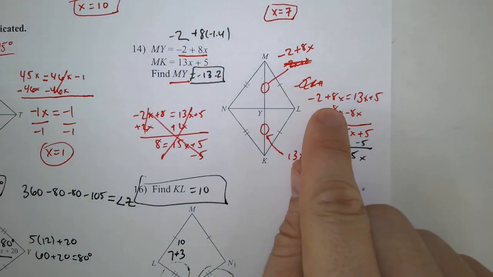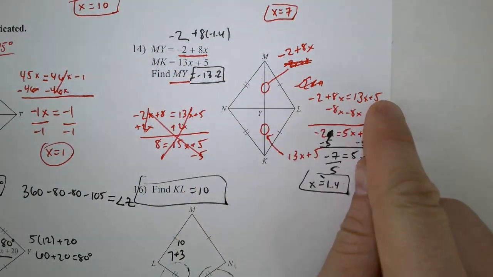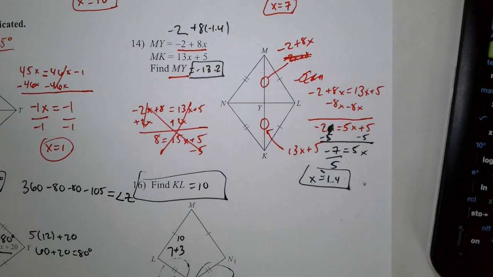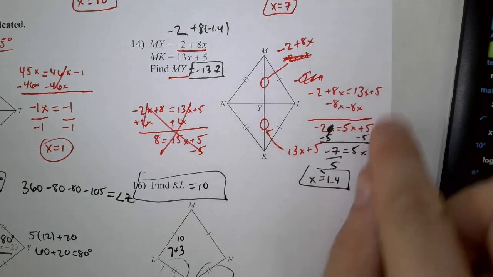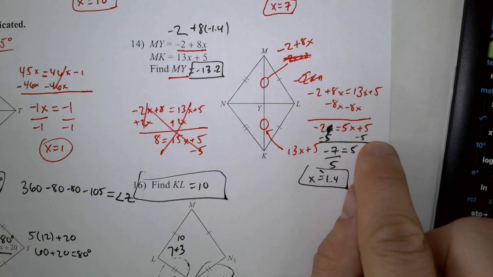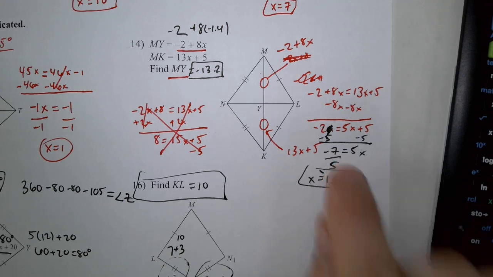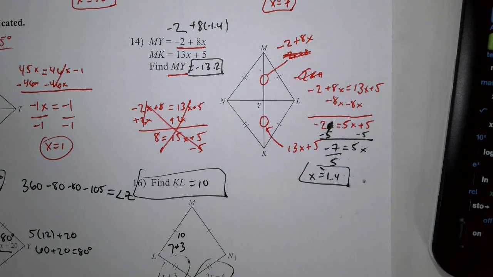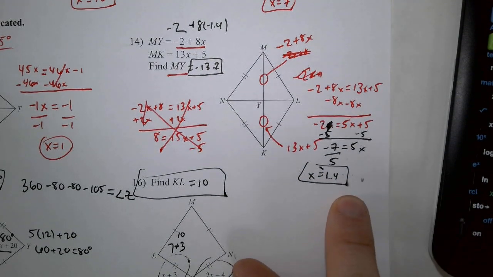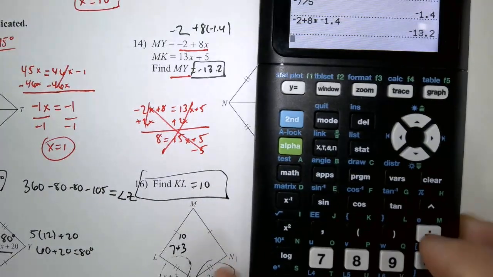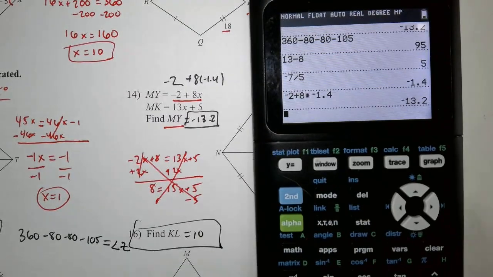Negative 2 plus 8x equals 13x plus 5. If we subtract 8x from 13x, 13 minus 8 is 5. We subtract 5 from negative 2, we get negative 7. And if we divide negative 7 by 5, we get negative 1.4. And if we plug it in, negative 2 plus 8 times negative 1.4 does still in fact equal negative 13.2. So I feel like I did it right, but maybe not the first time, the second time.